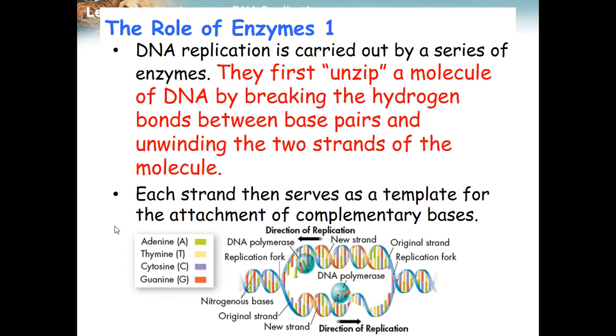DNA replication is carried out by a series of enzymes. They first unzip the molecule of DNA by breaking the hydrogen bonds between base pairs and unwinding the two strands of the molecule. Each strand then serves as a template for the attachment of the complementary bases.